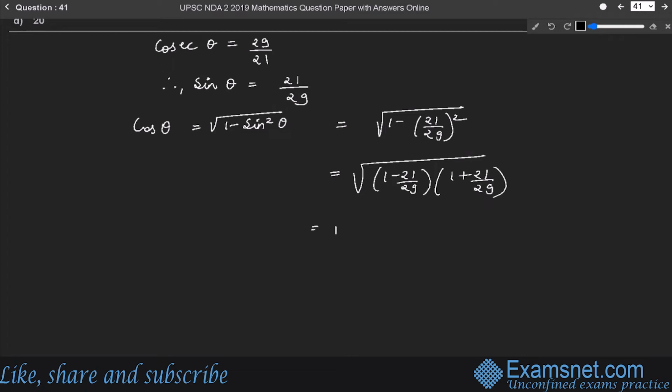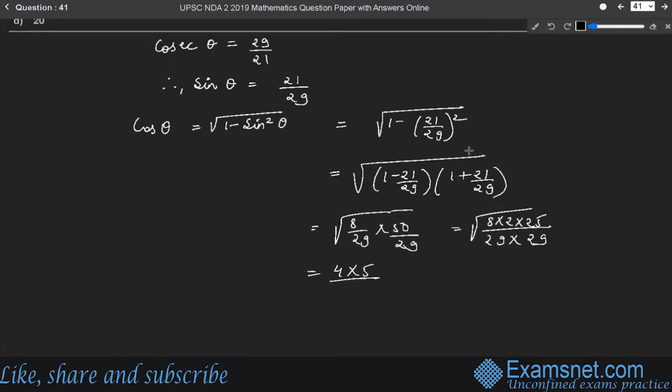So this will be equal to √(8/29 × 50/29). So this will be equal to √(8 × 2 × 25) divided by (29 × 29). On further solving this, it will be equal to (4 × 5)/29, which is equal to 20/29. This is the value for cos theta.